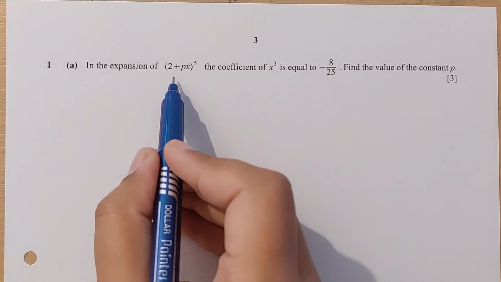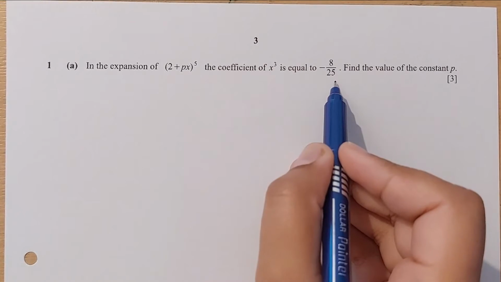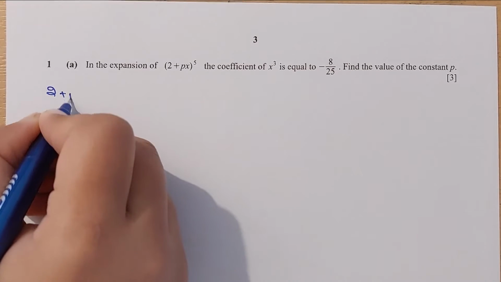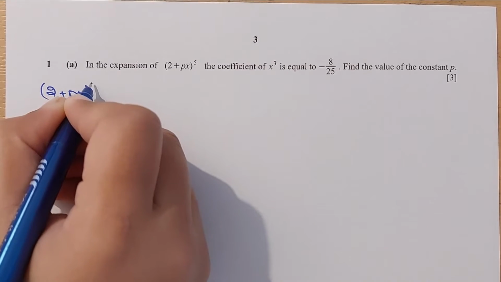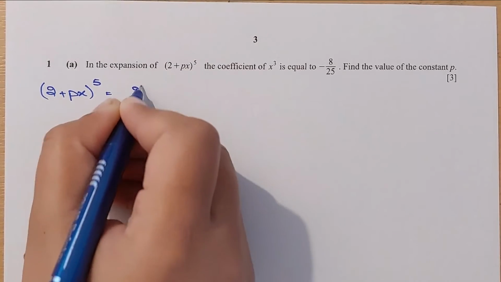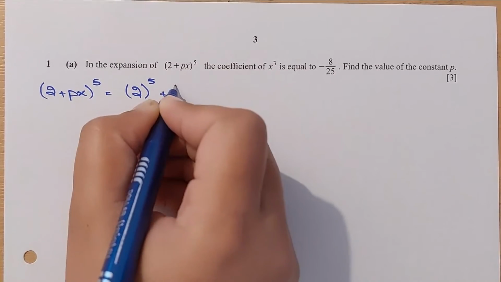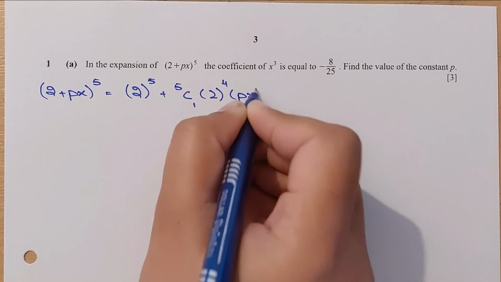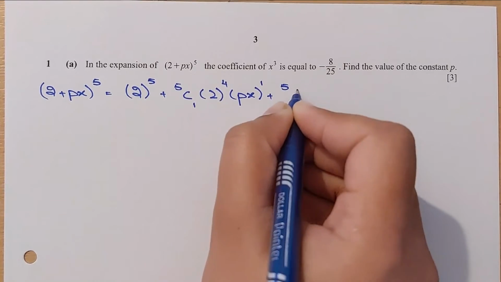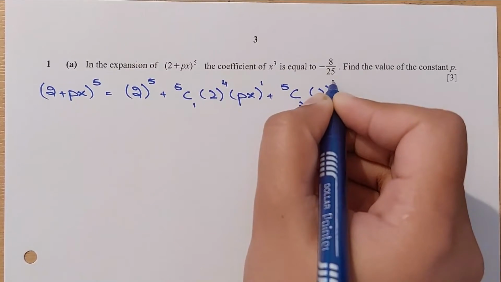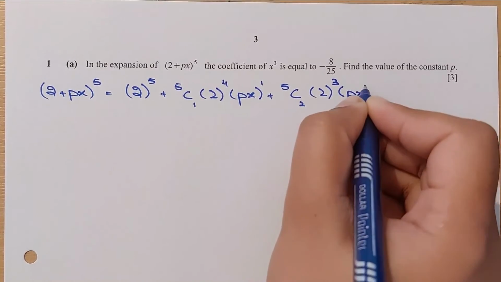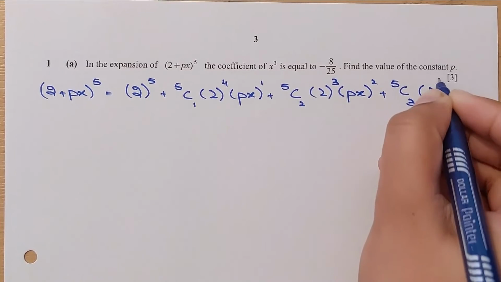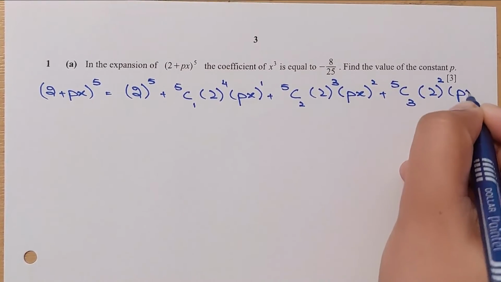In the expansion of this, the coefficient of x cubed is equal to minus 8 over 25. Find the value of the constant p. So if I expand this, let me find the coefficient of x cubed. So we have 2 power 5, 5c1, 2 power 4, px power 1, 5c2, 2 power 3, px power 2, 5c3, 2 power 2, and px power 3.